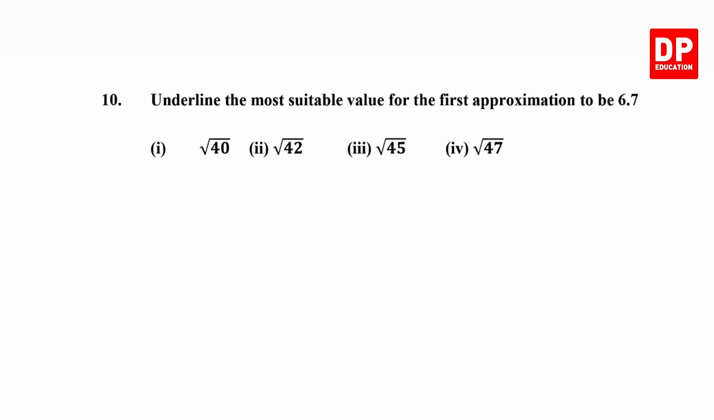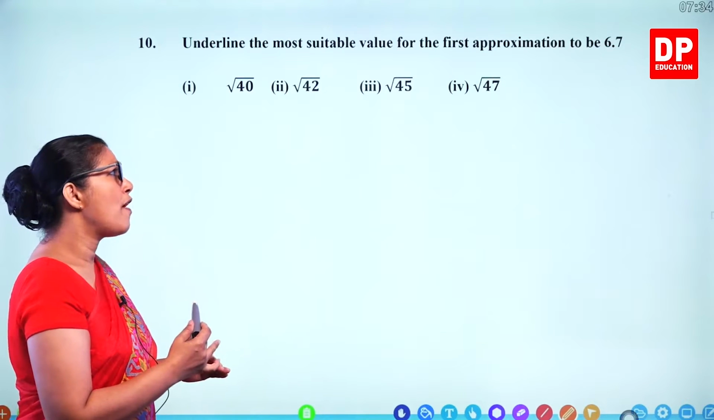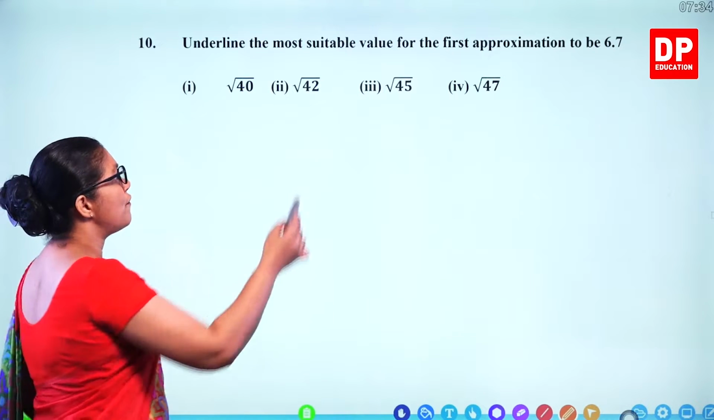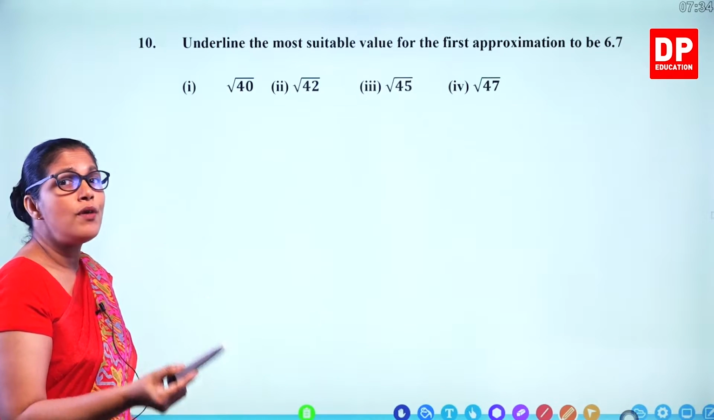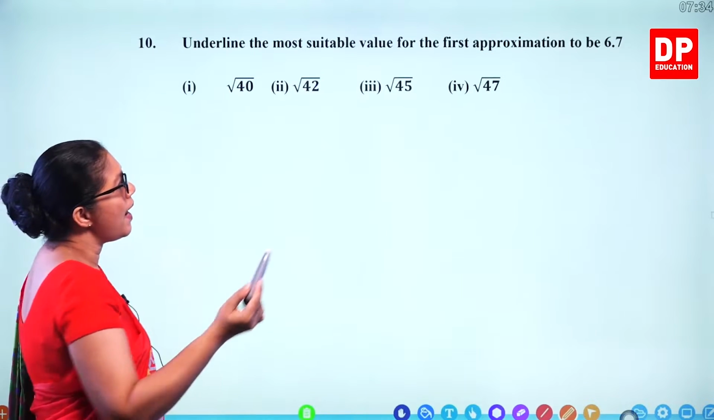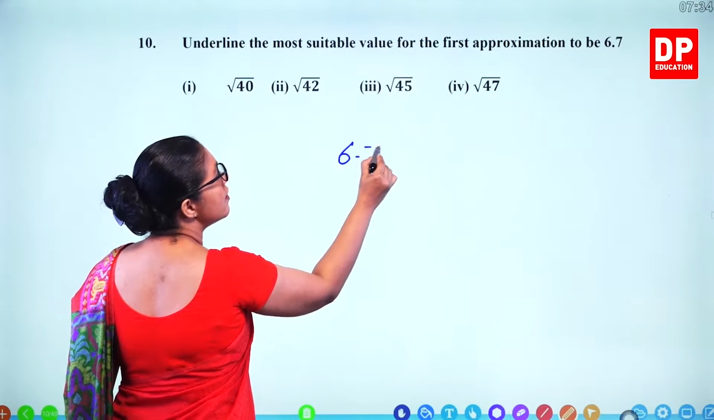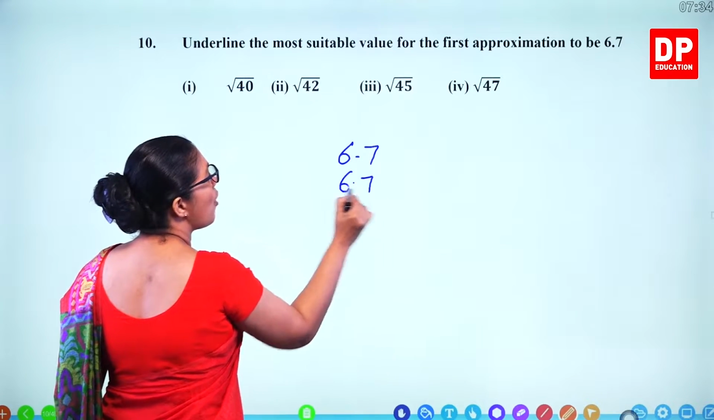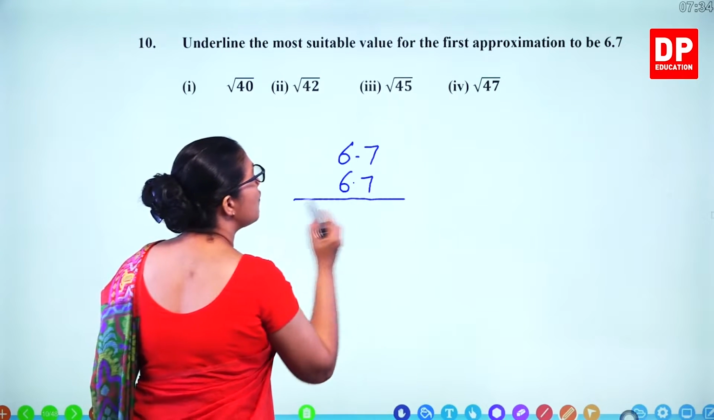Question number 10. Underline the most suitable value for the first approximation to be 6.7. So far we found, if the square root value is given, what's the approximated value? Now, the other way around. What can you do? Just multiply. Square root value is this. So what is the squared value? We'll multiply 6.7 into 6.7. So when there's a decimal, what do you do?